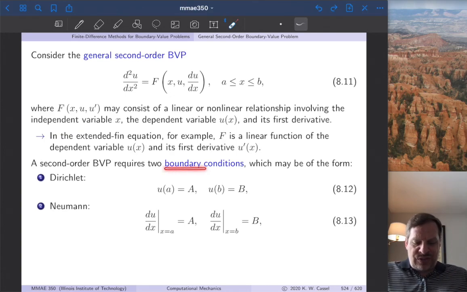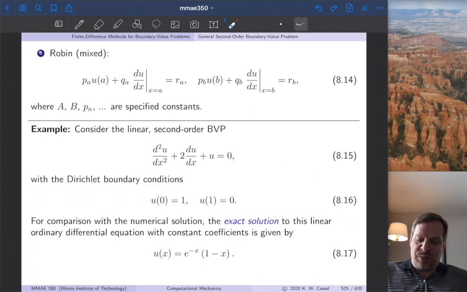Then we have boundary conditions. So we have Dirichlet boundary conditions where u is specified at the boundaries, say u at x equal to a is capital A, and u at x equals b is capital B. Neumann is where instead of u being specified, the derivative of u is specified. So that's like a heat flux. This is like an isothermal boundary condition. So du dx is specified to be A or B at the two boundaries.